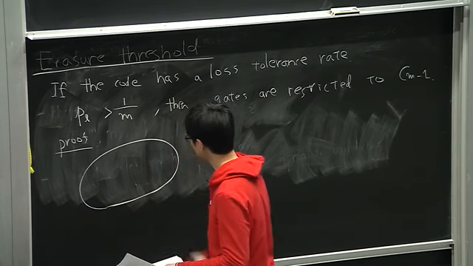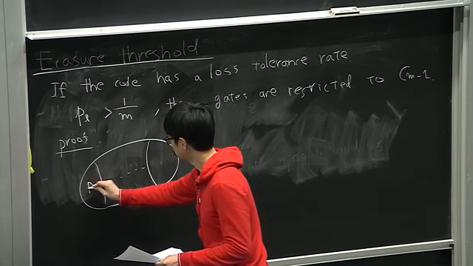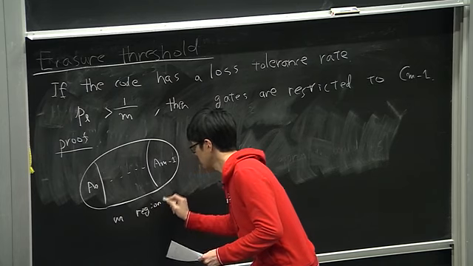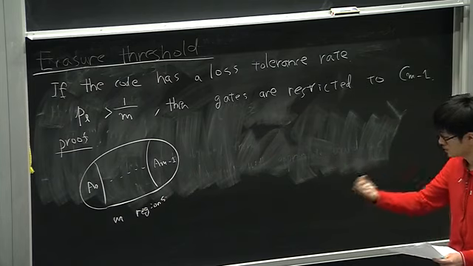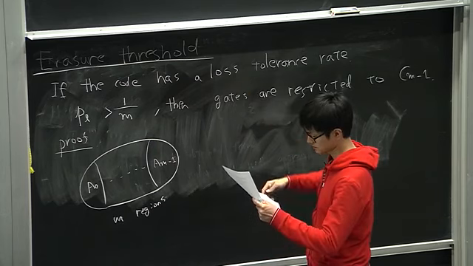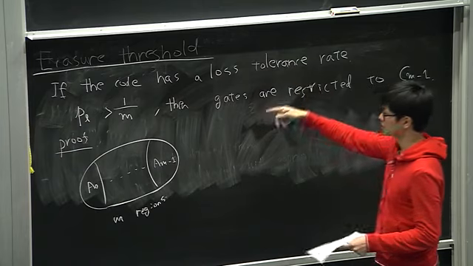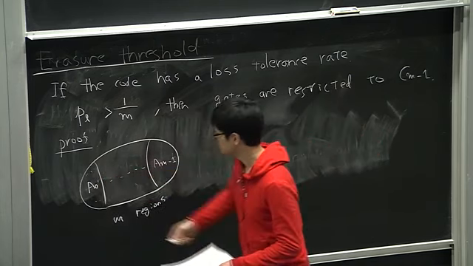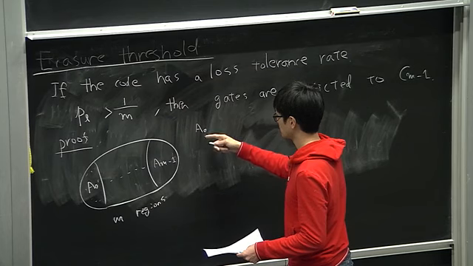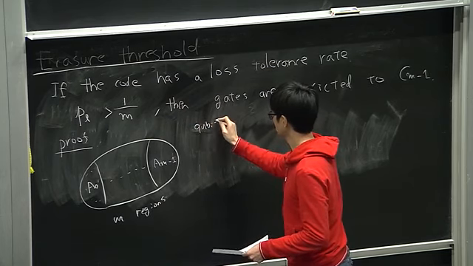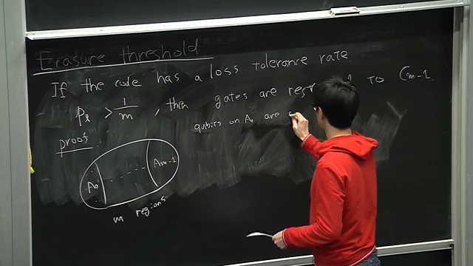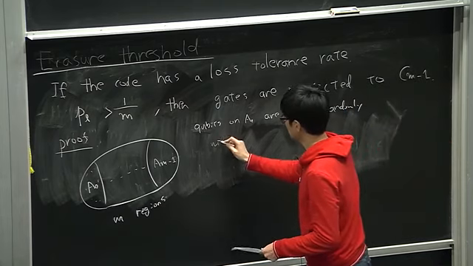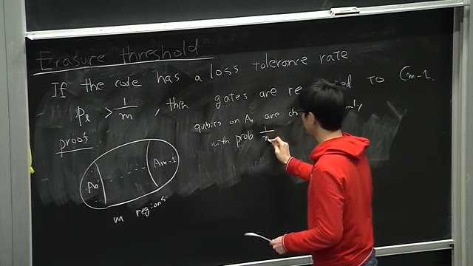So this is an m-qubit region, and you just split it into m regions, by just picking qubits randomly. Now, since the code has a loss tolerance rate which is larger than 1 over n, the qubits on A0, so we pick Q0, the qubits on A0 are chosen randomly with probability 1 over m. Okay.